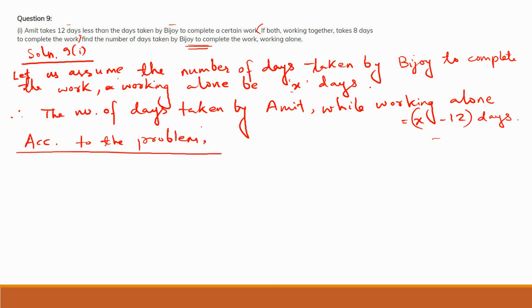So the number of days taken by Amit to complete the work is X minus 12. So how much work Amit does in one day is 1 divided by X minus 12. How much work does Bijoy do in one day? It's 1 by X.